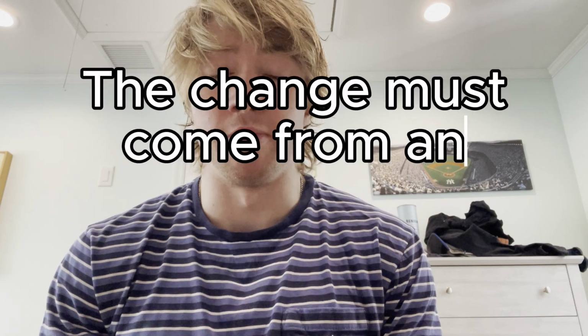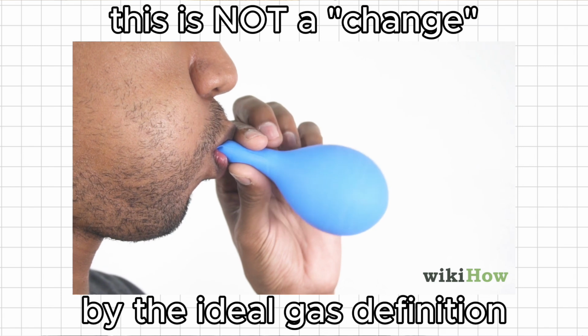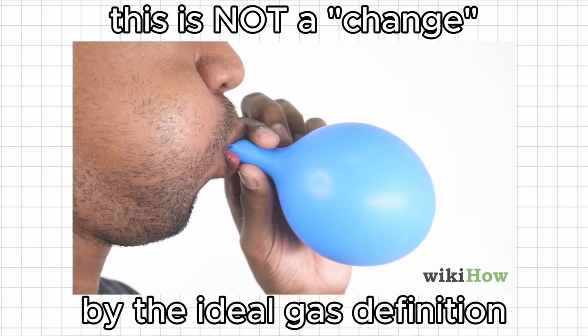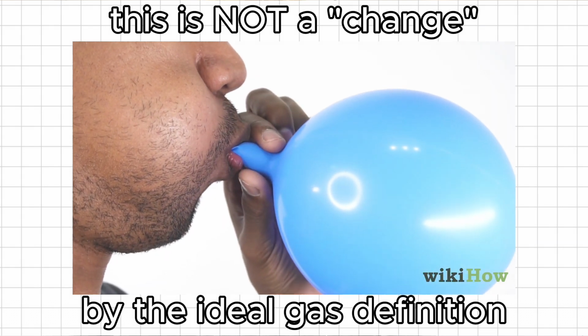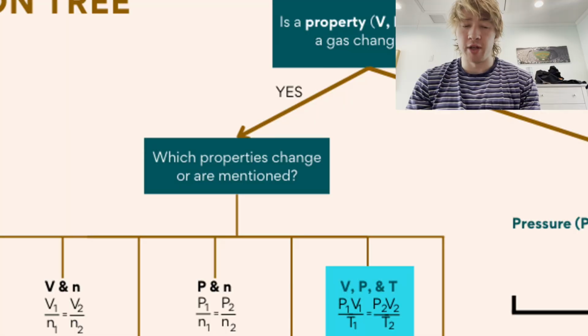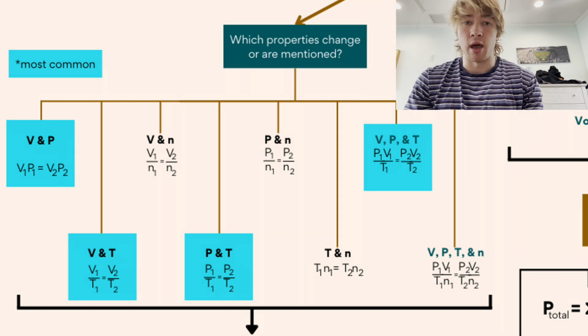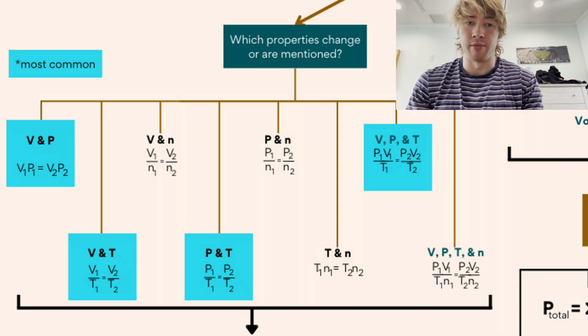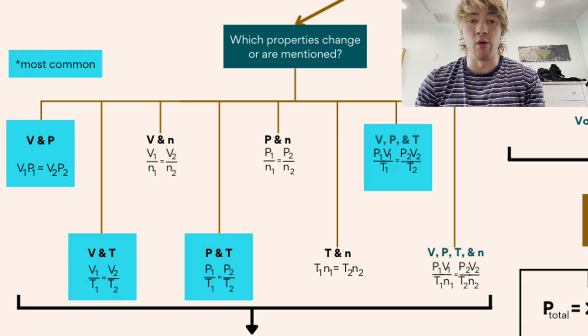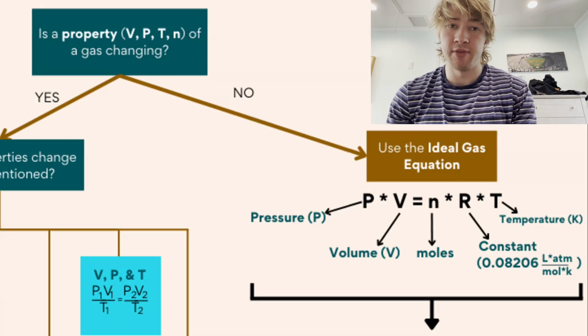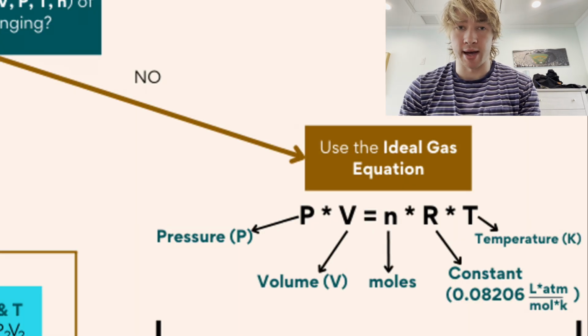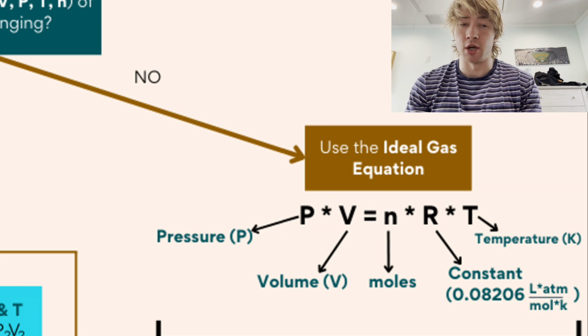The only caveat is that the change must come from an existing gas. And as we'll see later, introducing a new gas into the chamber does not count as a change because there was no gas to be changed at the start of the problem. If the answer to that question is yes, all we have to do is look through the problem and identify the variables that are being mentioned, and then apply the correct equation from this list here to find whatever unknown we're being asked about. If we answer no, it's even easier. We only have to apply the ideal gas law and solve for whichever variable we currently don't have.